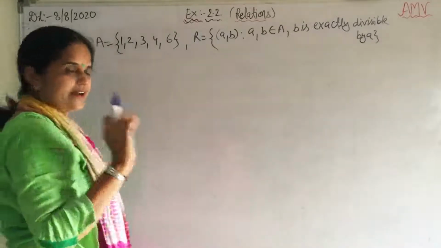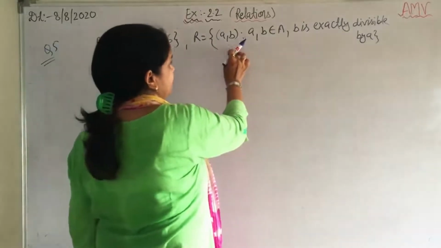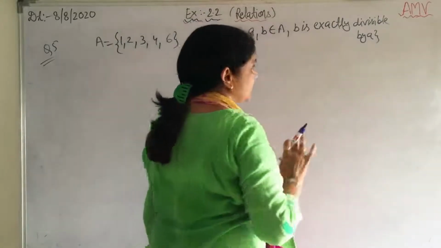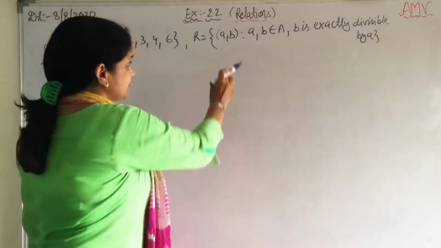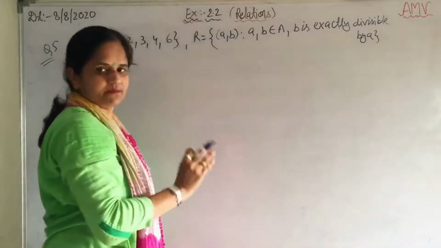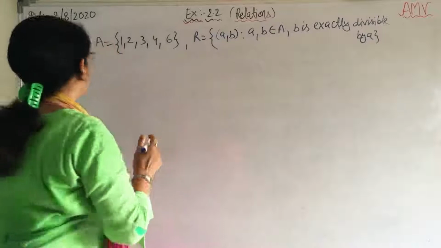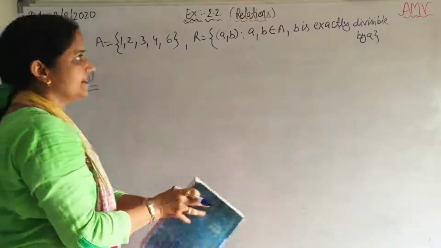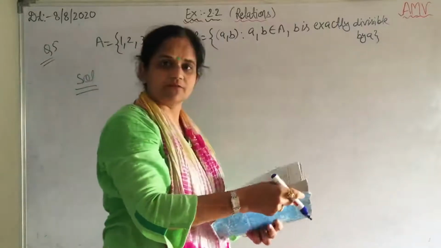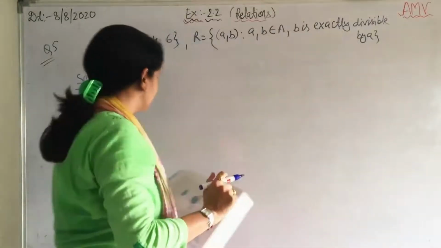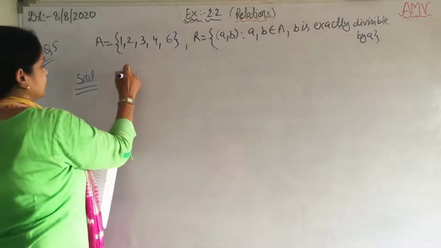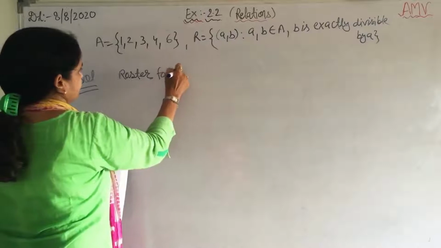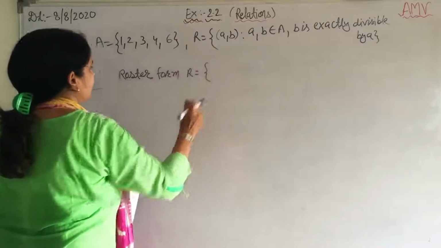Next, question number 5. A set is given and the relation is defined by (a, b) such that a, b belong to A and b is exactly divisible by a. It means the second element must be divisible by the first element. And now we have to write the relation in roster form. First part of the question is to write the relation in roster form.